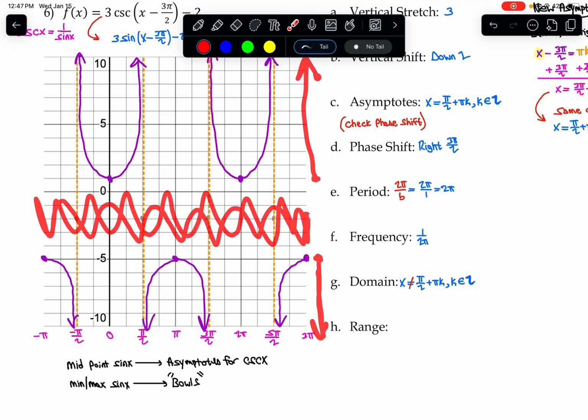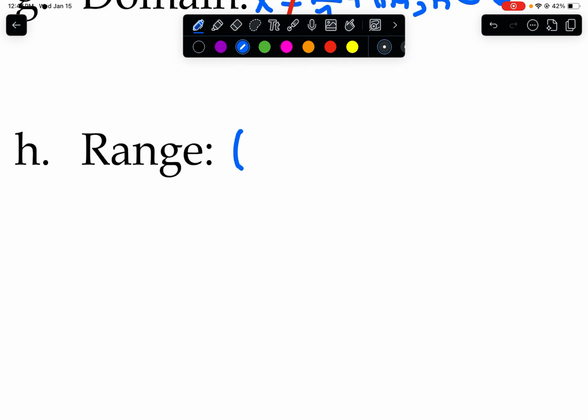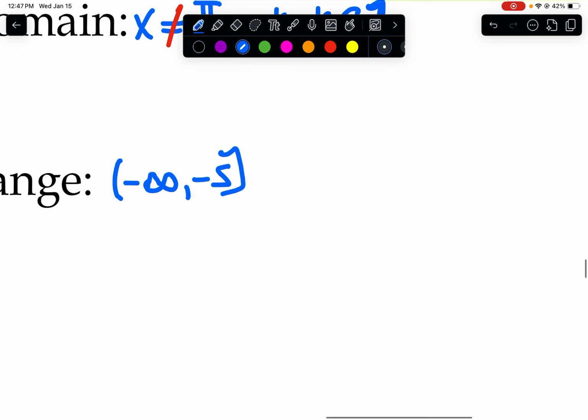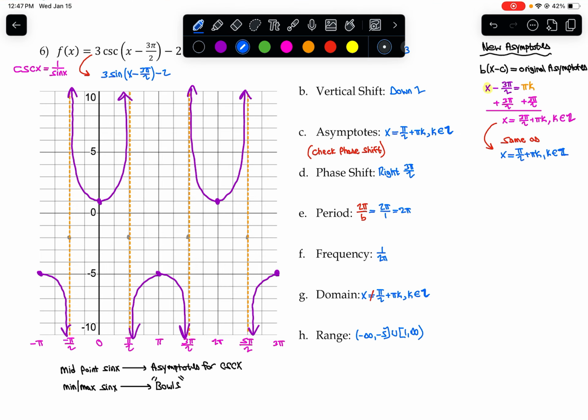indefinitely. So we want to represent that by doing negative infinity with a parenthesis, going to negative 5, yes, with a bracket, then union, then bracket, and then we're going to pick it right back up at 1, and then go all the way to infinity. So there's your cosecant function.